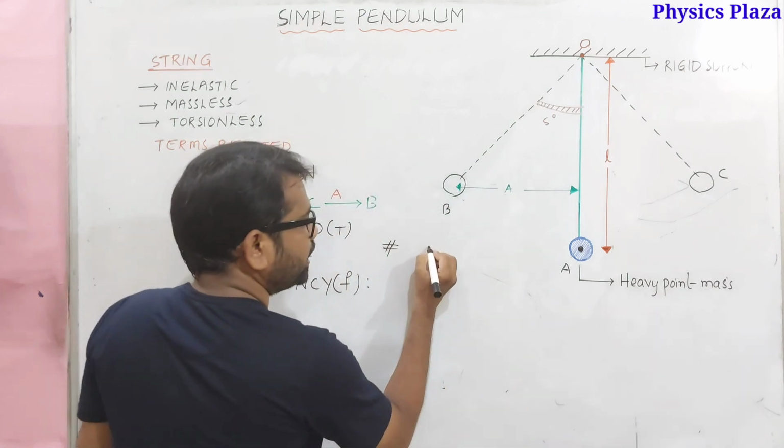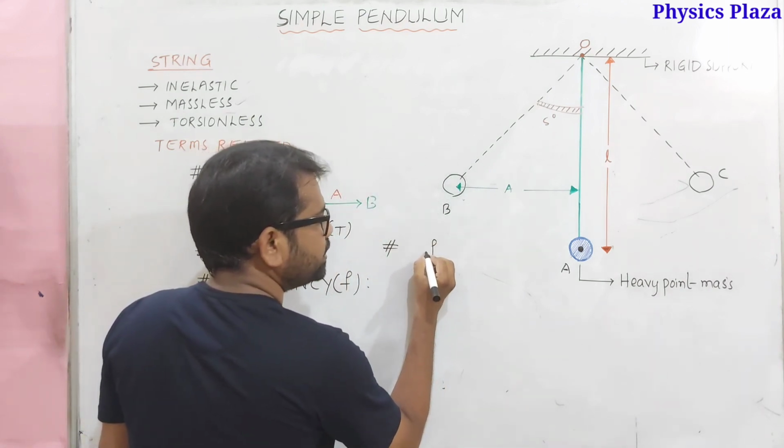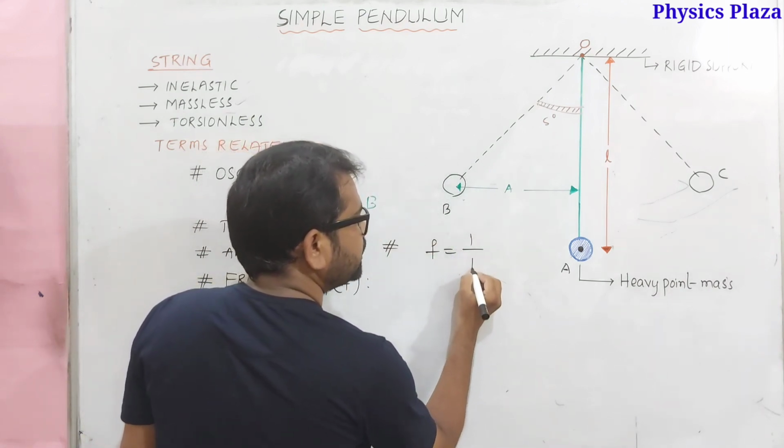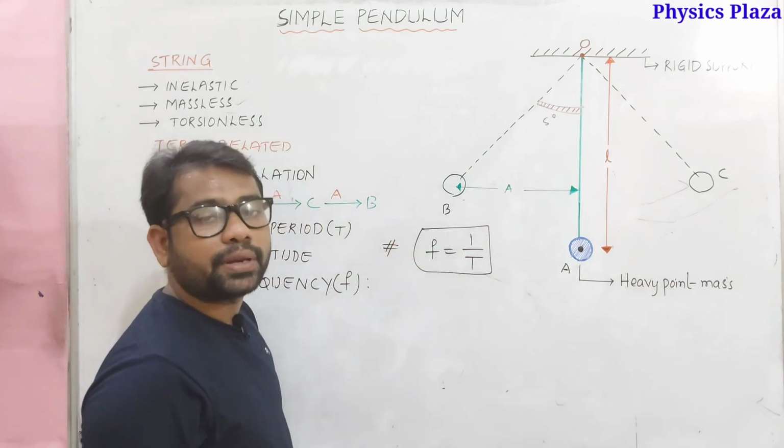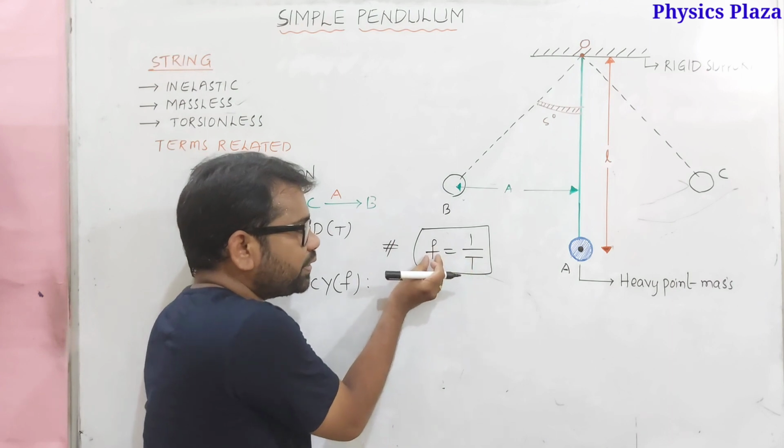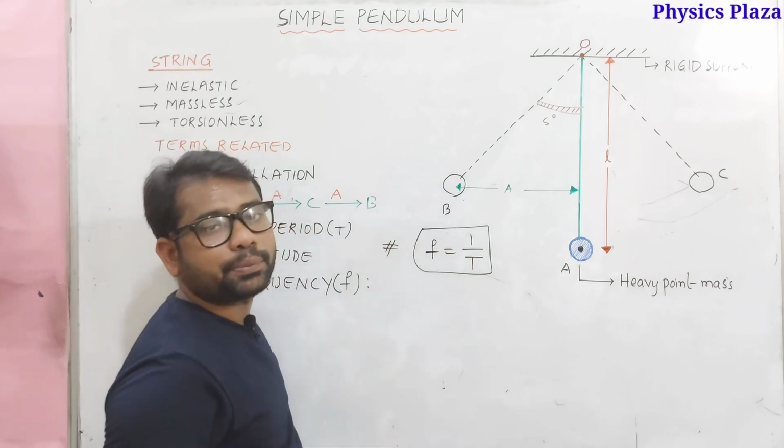So here we can write time period, or else frequency is equal to 1 by time period. So it is inversely proportional to the time period. The more the time period, the less the frequency. The less the frequency, the more the time period.